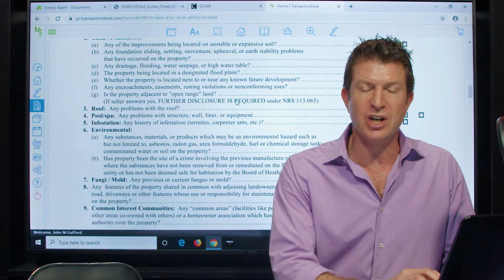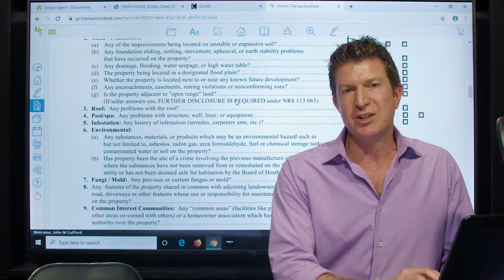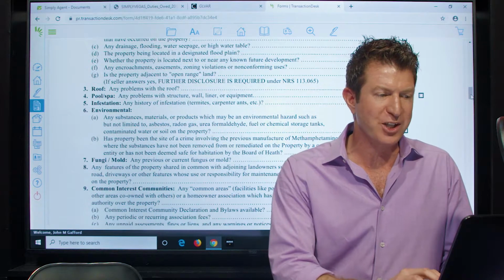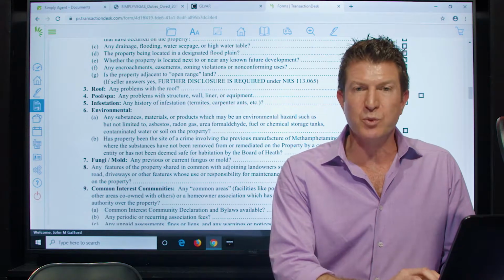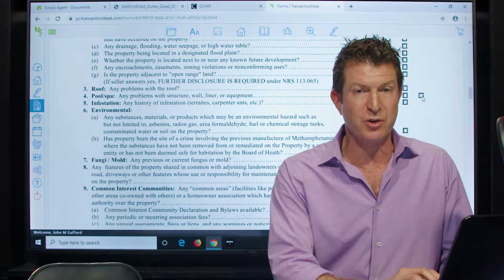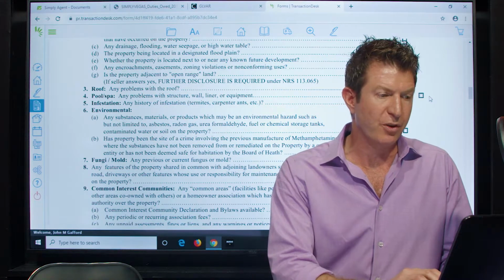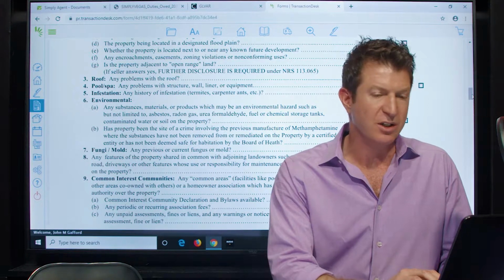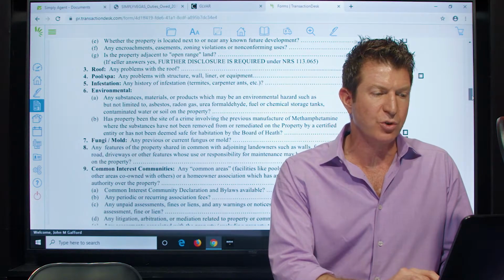Is the property adjacent to open range land? Open range land is a gun range. It's not just an open piece of property. So if there's a gun range next door, that's where you're disclosing it. Any problems with the roof is self-explanatory. Any problems with a pool or spa, you'll see that there's a non-applicable box next to that as well. So if the property doesn't have a pool or spa, your seller needs to indicate non-applicable on there. Any history of infestation, termites, etc. Self-explanatory question. Same with any environmental substances stored on the property.